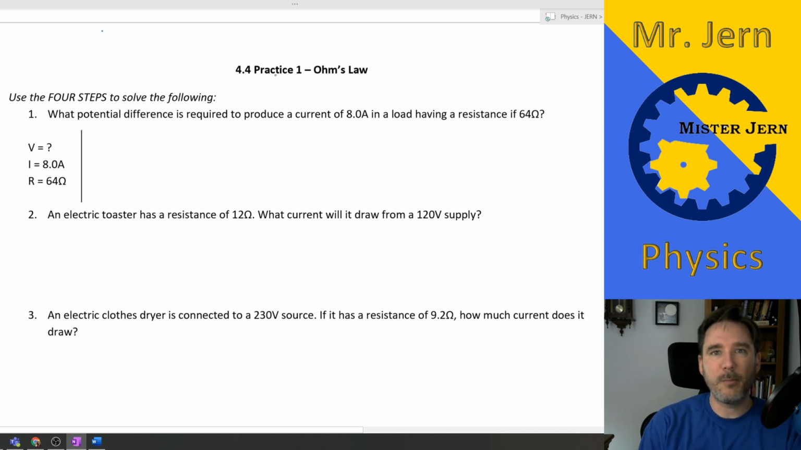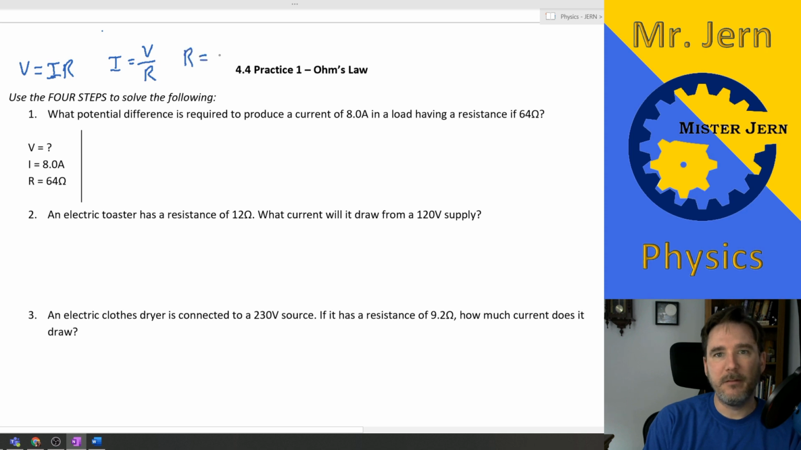So this is Ohm's law practice. What I like to do first is write the equations that I know I'll use at the top. That way I don't have to remember them every single time. The equations are V equals IR, so voltage is equal to current times resistance. Current is equal to voltage divided by resistance. And resistance is voltage divided by current.